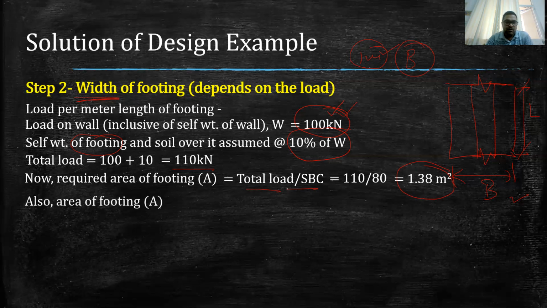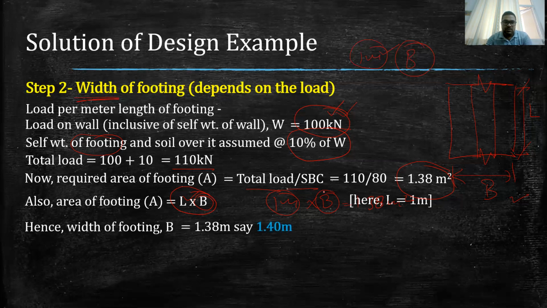Now, we know that area of footing here can be L into B. And here L is already known, which is 1 meter. And the value of B is to be calculated. So area is 1.38 meters square and L is already known. The only thing which is to be found out is B. So therefore B will be 1.38 meter. So 1.38 meter is the value of width of footing.